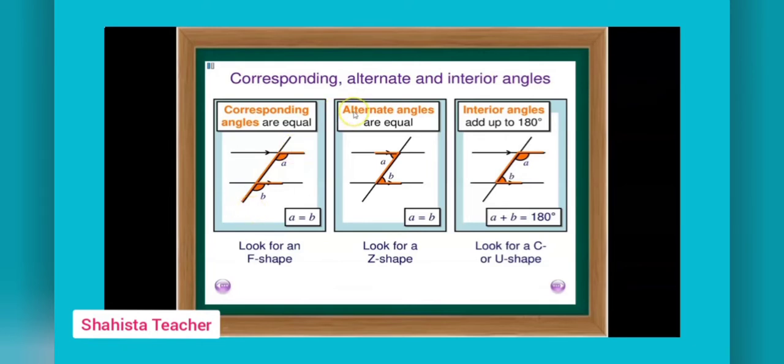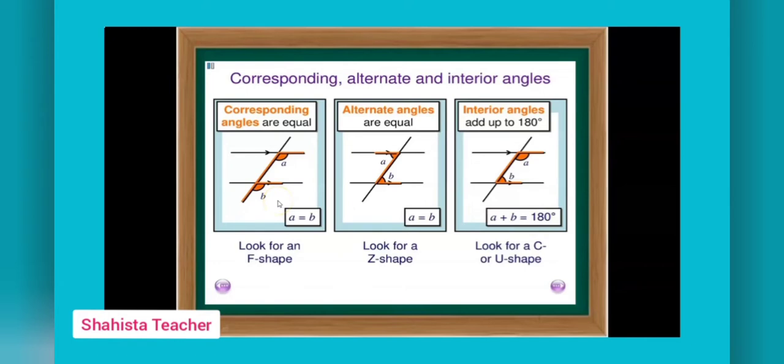Now we will see alternate angles. Alternate angles are equal, and the shape is a Z shape. See here, both are alternate angles. Now we will see interior angles, which add up to 180 degrees. Interior angles look like the shape of a C. And here A plus B is equal to 180 degrees.